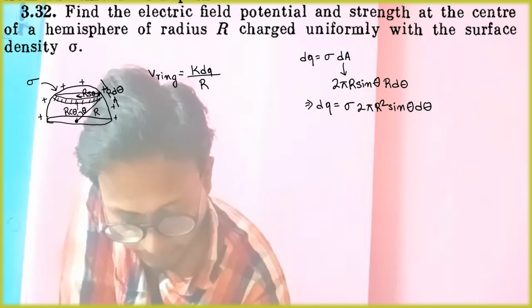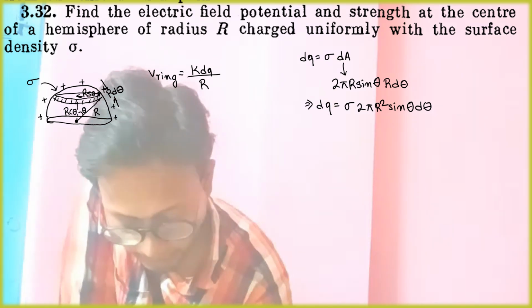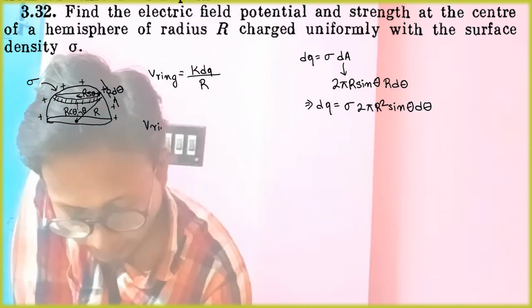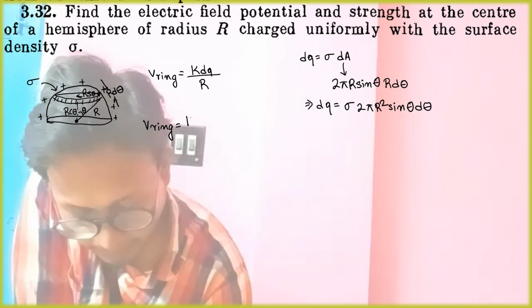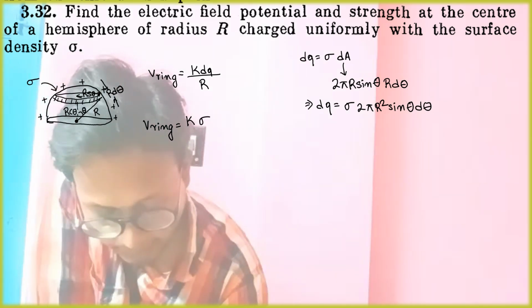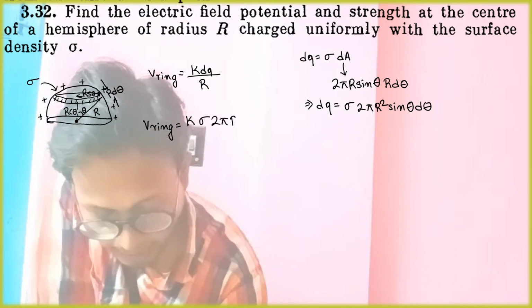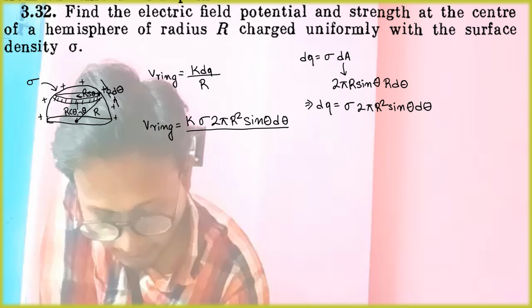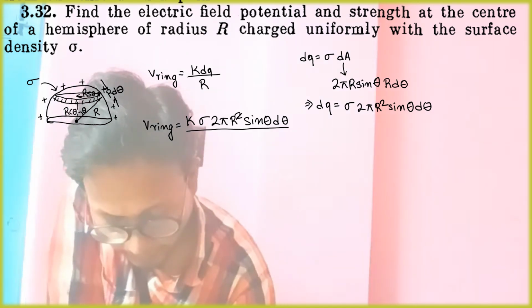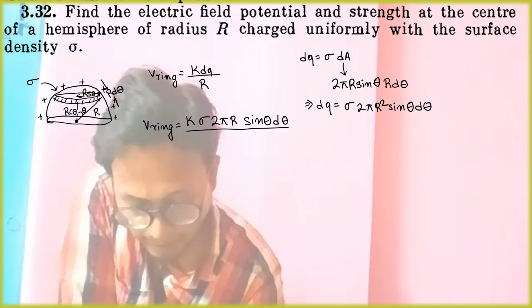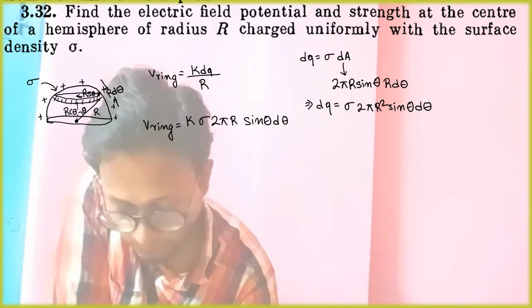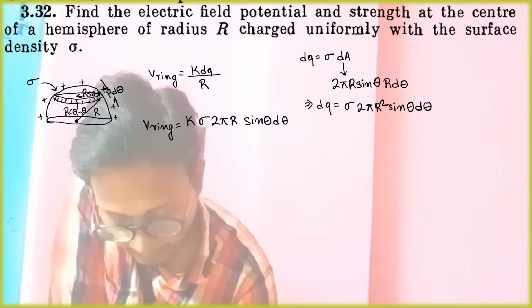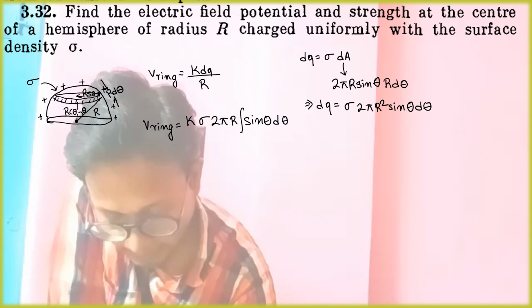Now if I substitute the value of dq out here, what do I get? Potential due to the elemental ring is nothing but k dq by R. dq is sigma into 2 pi R square sin theta d theta, divided by R. R and R square would get cancelled. Fair and fine. Now I have to integrate sin theta d theta. From where to where?